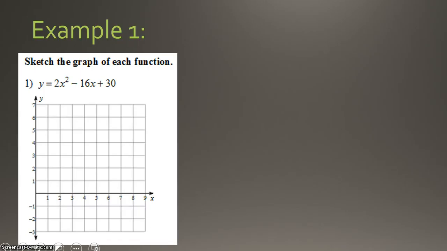So let's try one. First we have y equals 2x squared minus 16x plus 30. To find the solutions we must first find the vertex. We use the vertex formula, which is x equals opposite of b over 2a. We plug in the opposite of our b value, and since b is negative 16, we're going to plug in 16 divided by 2 times 2, which is our a value. This simplifies to 16 divided by 4, which is just 4.